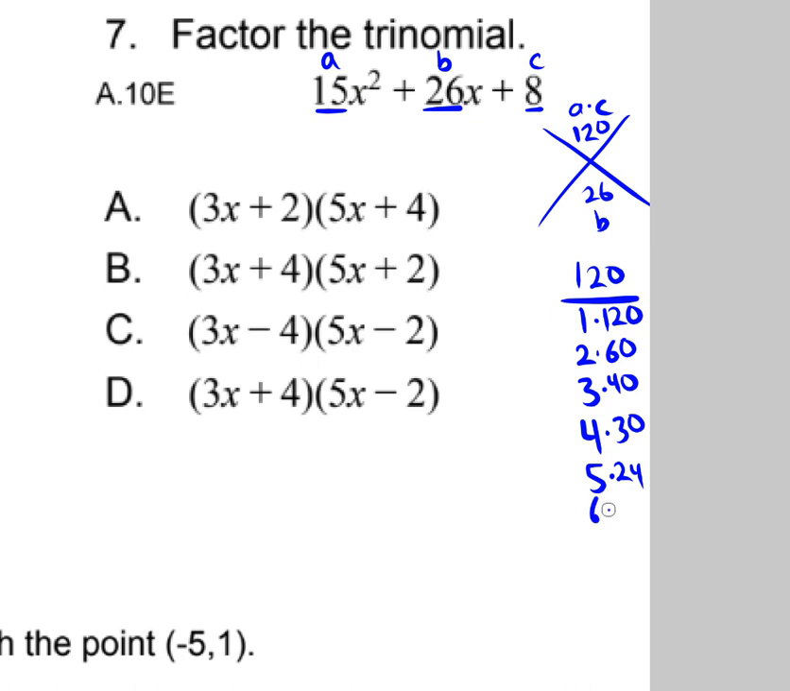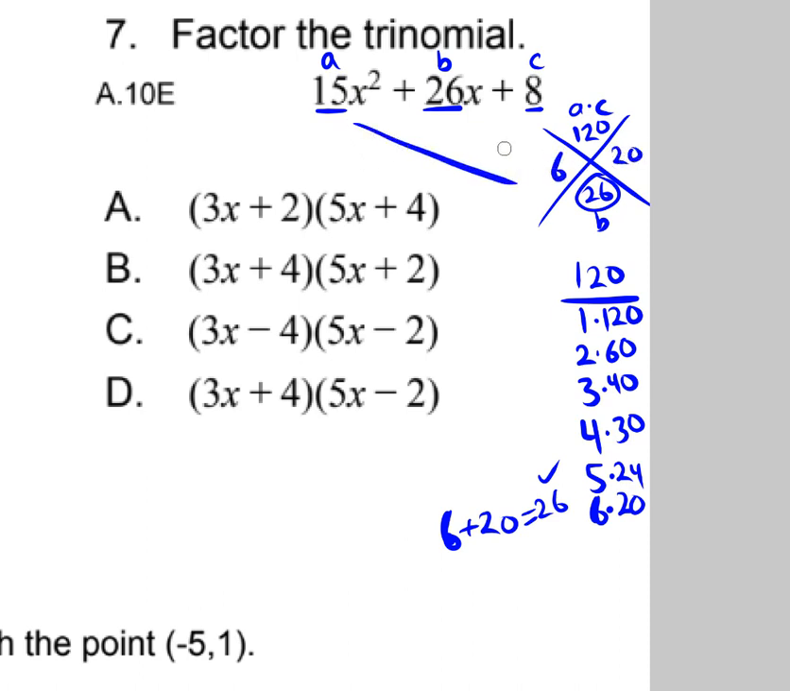6 times 20, and look at that, 6 times 20. If I add 6 plus 20, I'm going to get that 26 that I'm looking for, right? 6 plus 20 equals 26. So that's the one I'm looking for. So I'm going to go ahead and put my 6 there and my 20 there.